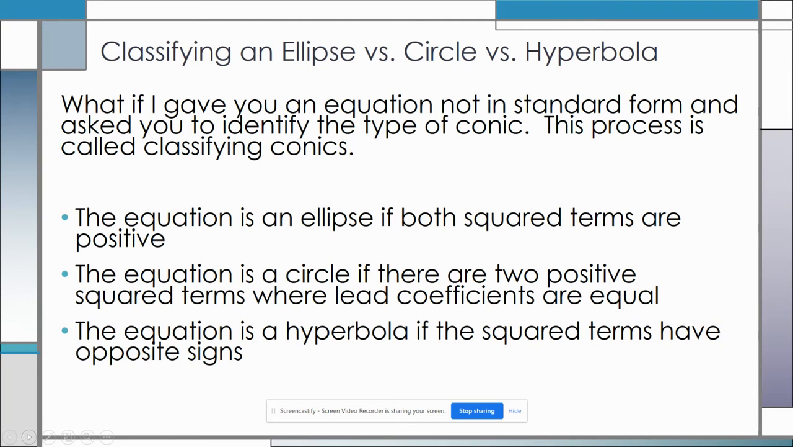And then when we're dealing with the hyperbola, if we have squared terms, but they have opposite signs, it doesn't matter if they have the same number in front or if they don't. If one is positive and one is negative, it makes it a hyperbola.